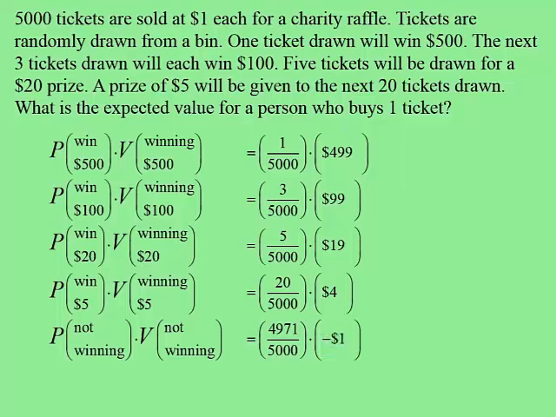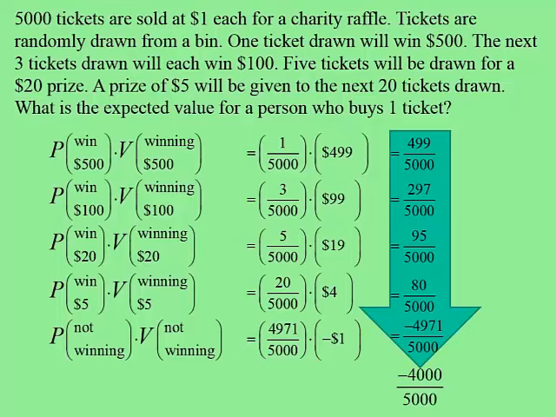And like before, we can take out our calculator, multiply these together, add them up, change that to a dollar amount, and we find out that the person on average expects to lose 80 cents. So your expectation in buying one of these lottery tickets is you're giving 80 cents to somebody.